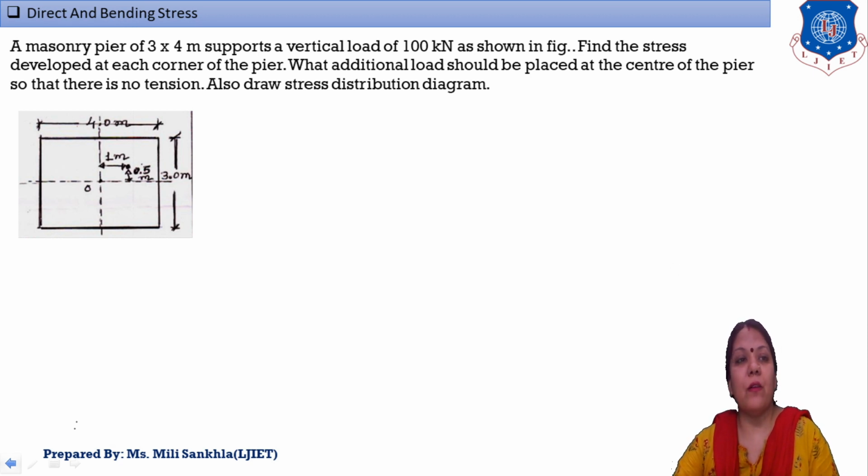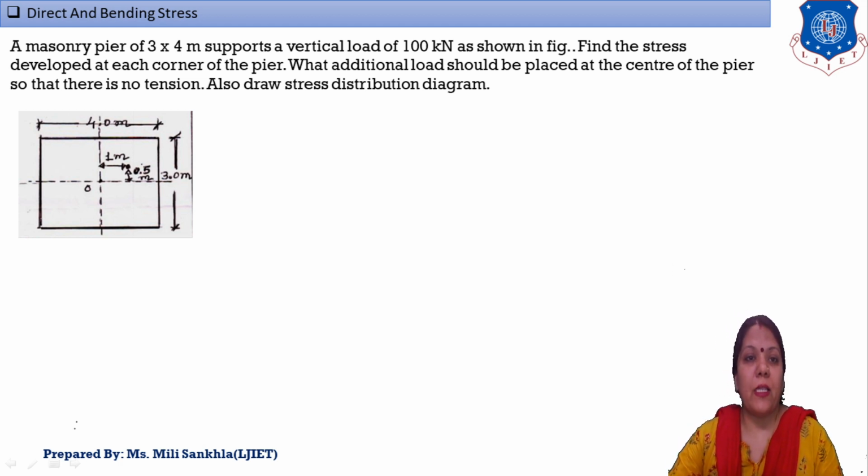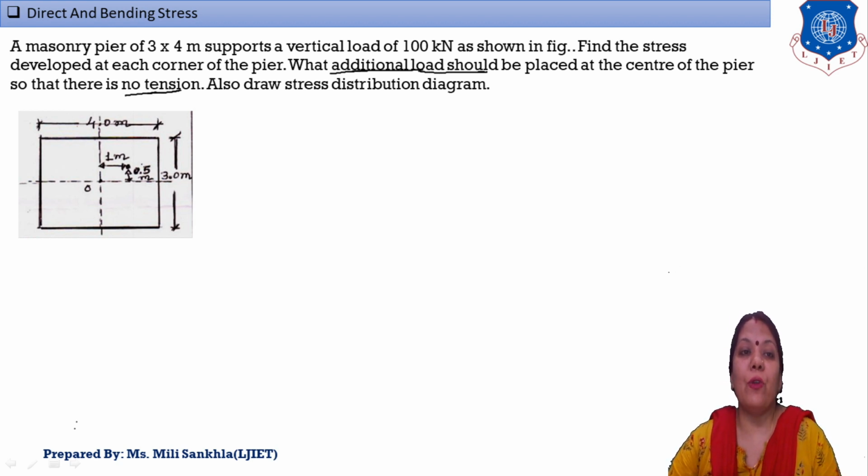Find the stresses developed at each corner of the pier, and what additional load should be placed at the center of the pier so that no tension is induced in the column, and also draw the stress distribution diagram. One by one, in this example, we find the stresses at the corners.